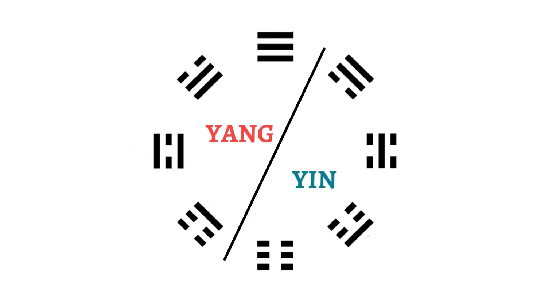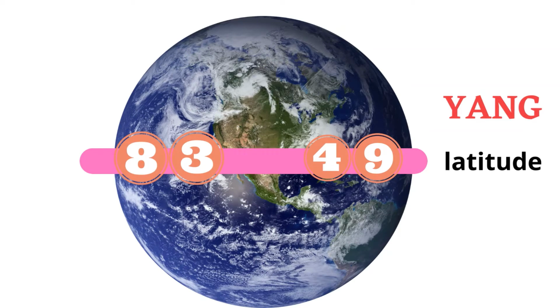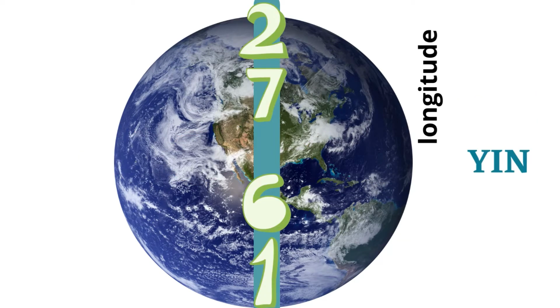Fuxi knew too well the principle of yin and yang, so he split the circle into 2 pieces. The left halves belong to the realm of yang, while the right halves belong to the realm of yin. He is so brilliant that he even knows our planet is constituted by latitude and longitude. Latitude is considered as yang, while longitude is considered yin.